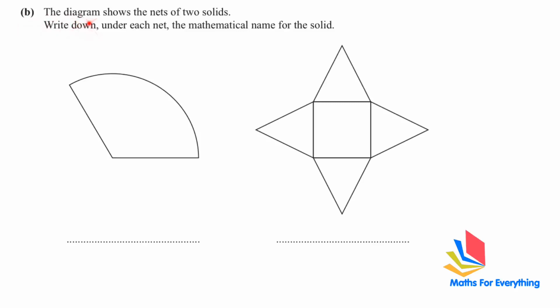Part B. The diagram shows the nets of two solids. Write down under each net the mathematical name for the solid. This is a cone. And this is a square, and you have triangles here. So this is a square-based pyramid.